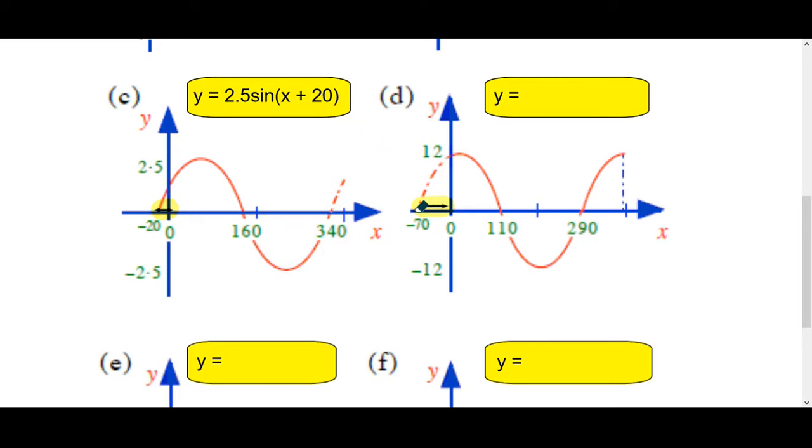Again here, that looks like a sine wave starting there. You look at it and you could think, oh, it's a cosine wave starting up there, but I'm thinking it's a sine wave that's been shifted back. So sine wave, and it's gone up to 12 and down to -12. So 12 sine. And it's shifted back 70, so that makes it a +70.